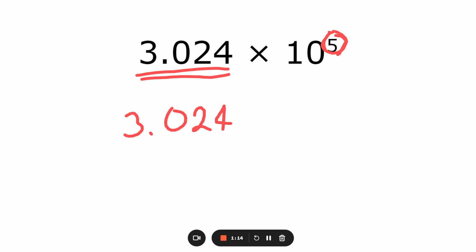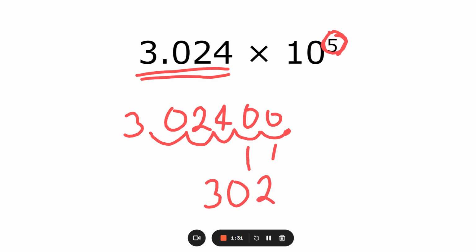My exponent is a positive 5, so that means I'm taking my decimal and bumping it to the right 5 times. 1, 2, 3, 4, 5. In these empty spaces, I'm filling it in with zeros, and then I'll rewrite that number: 302,400. That's it, I'm done. So this is what you're doing whenever your exponent is positive. You're bumping that decimal to the right.